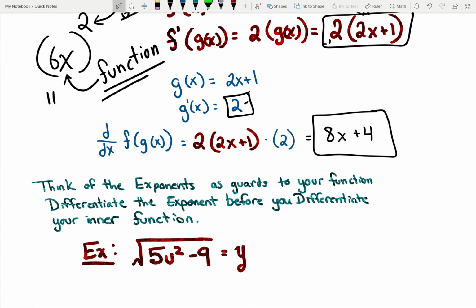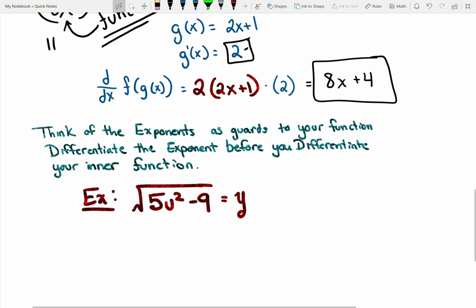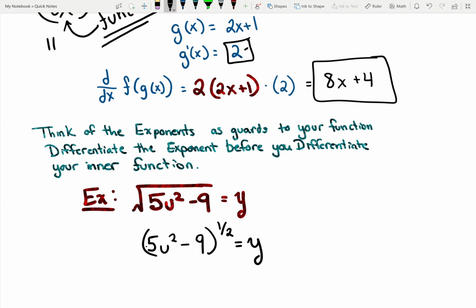All right, so let's do this example real quick, where we have y equals the square root of 5u squared minus 9. First thing I'm going to do is rewrite this function. Right now I have a square root there. I want exponents to pop up. So I'm going to rewrite it as y equals 5u squared minus 9 raised to the 1/2. Okay, and now let's differentiate.